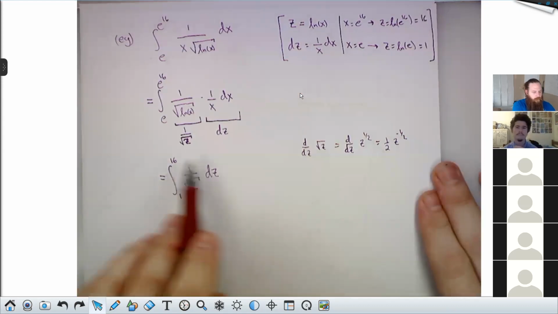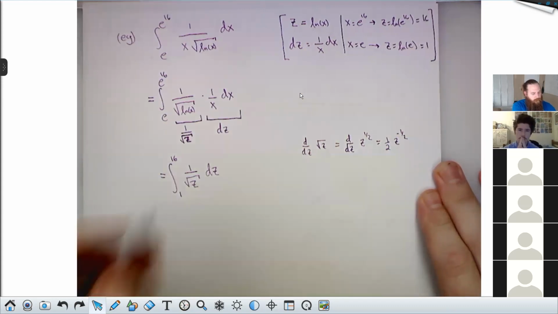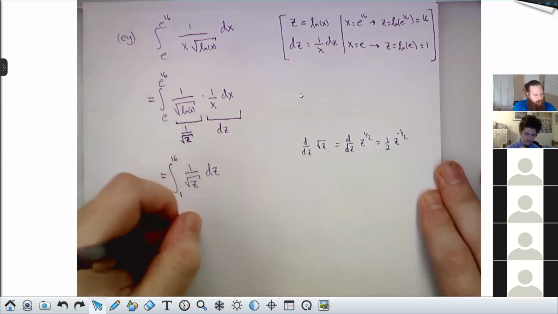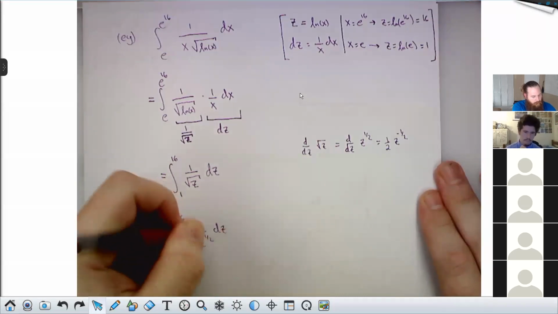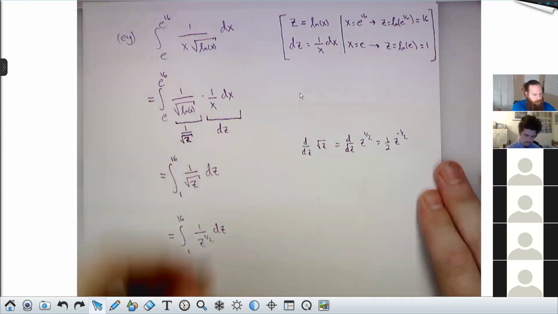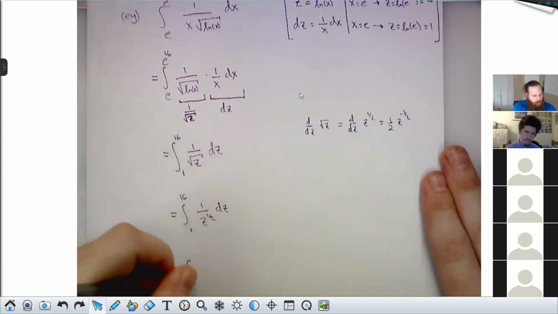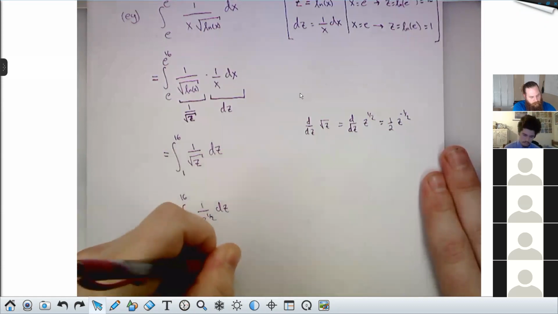The same trick is useful going the other way. In fact, you could infer the answer from this, but to be nice and explicit about it, we rewrite this as a power function. 1 over the square root of z is 1 over z to the 1/2. I'll always cross my z's, I'll never cross a 2. So this is the integral from 1 to 16 of z to the negative 1/2 dz.